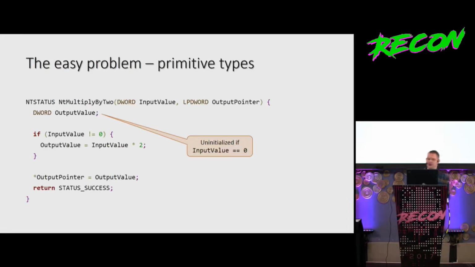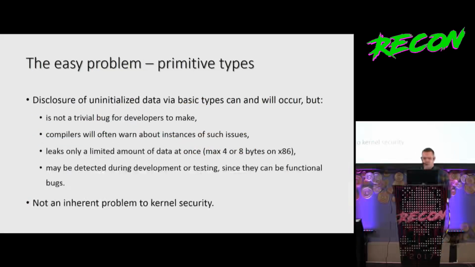So let's look at when this problem can really occur. So we have this easy problem of primitive types. You have an example here of a local variable which is written to user mode, but it's not initialized if the input value is equal to 0. And yeah, this is one example.